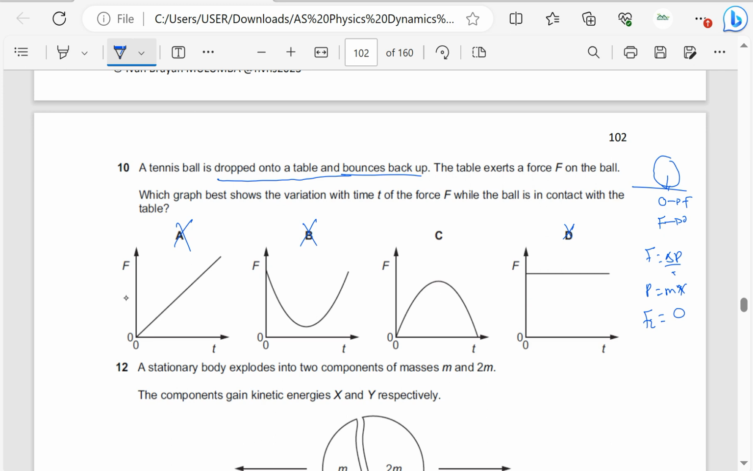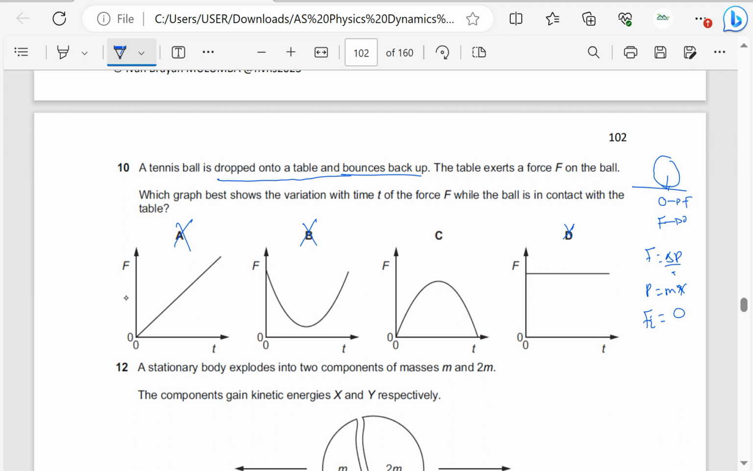So at the instant that the ball just makes contact, the speed has not yet changed, so momentum has not yet changed. And when there is no change in momentum, the force is going to be 0. And that's what makes B and D out. So the initial force should be 0 at that instant when they just make contact. So B and D are out.